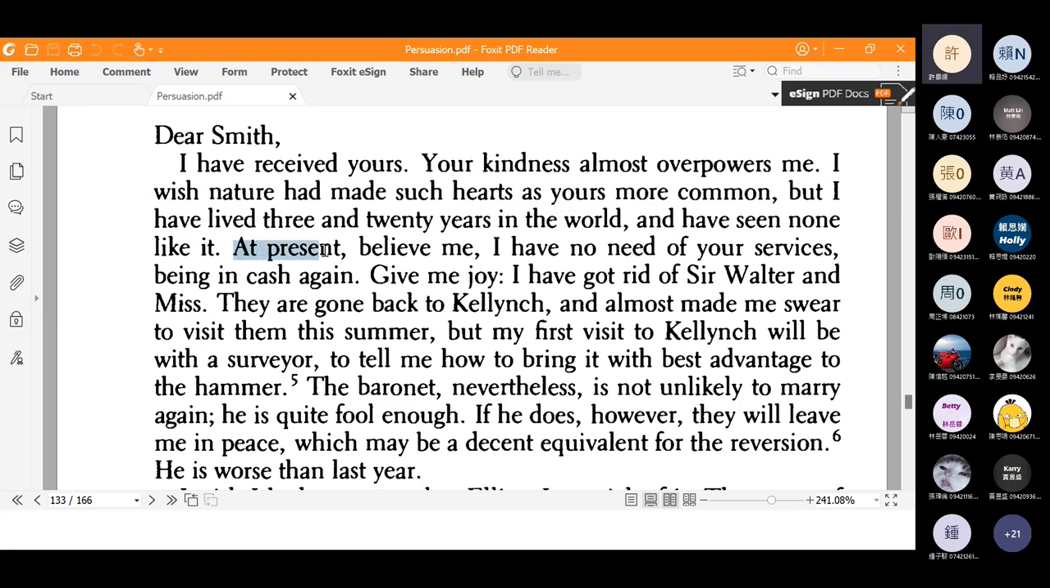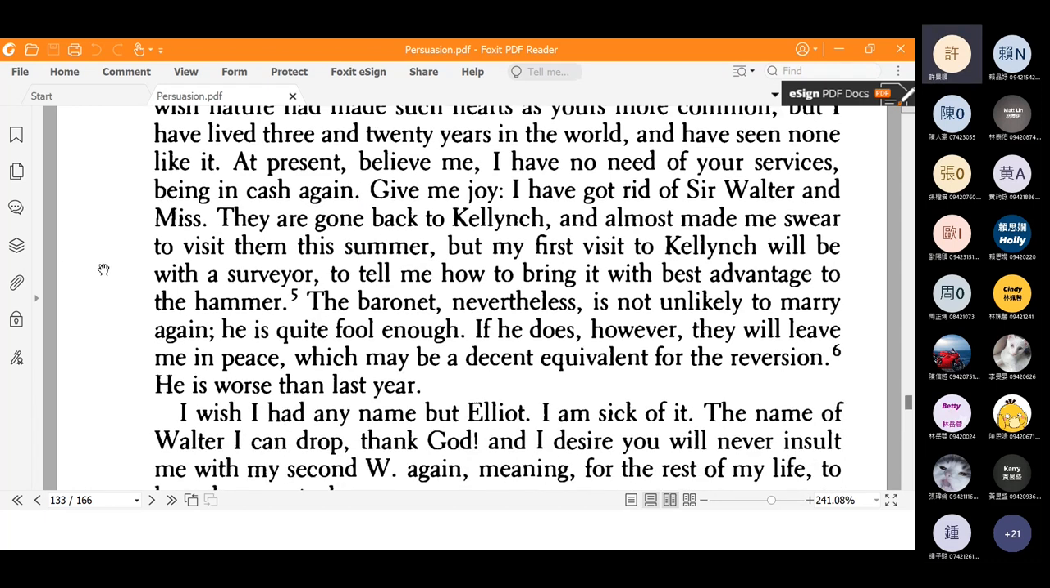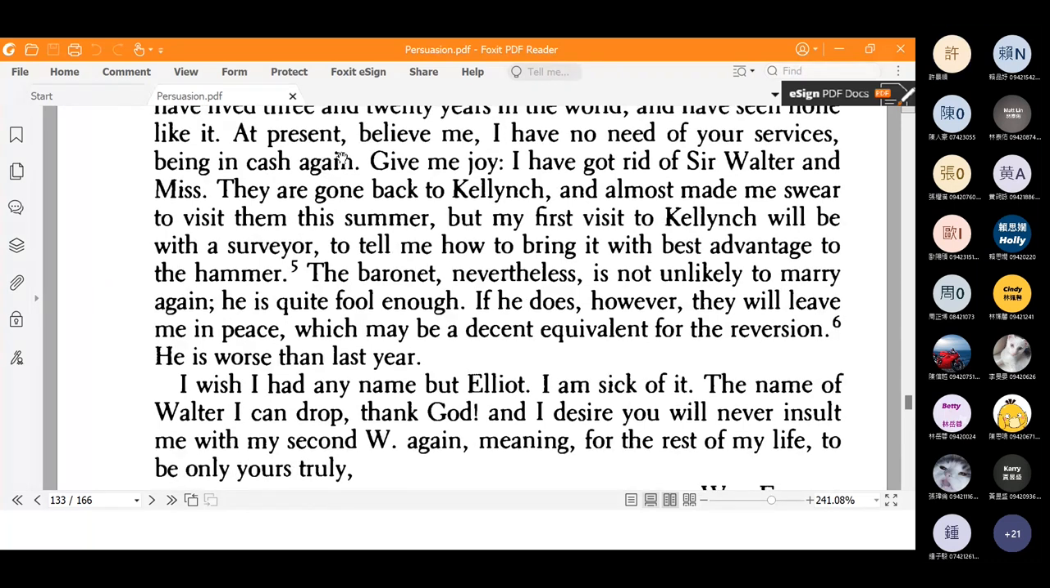At present, which means now, believe me, I have no need of your services being in cash again. So thank you for being willing to lend me money, but I currently don't need money. I once again have money. I guess this means that he just got married. Give me joy, which means celebrate with me. I have got rid of Sir Walter and Miss. This refers to Miss Elliot, who is Elizabeth.